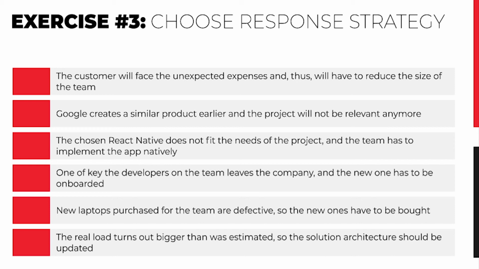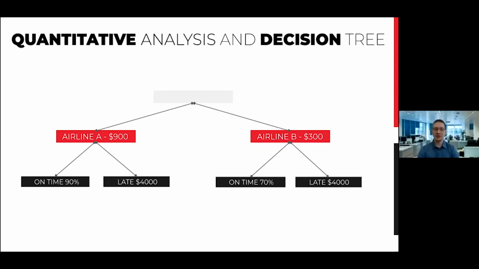Doing the exercise and trying to select the best strategy, you may face the question of how to choose. For this task, we may use the decision tree tool. On the slide, you may see a good example. Let's imagine that you have to be at a meeting in another city on time. Otherwise, you will lose $4,000.